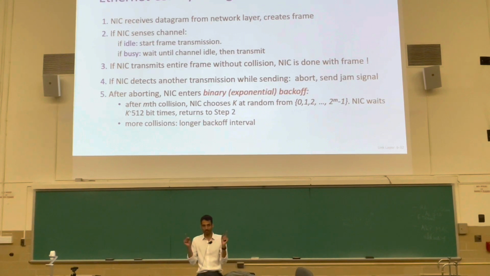It will pick a random value between 0, 1, 2, and 3, and then wait for that many 512 bit times. I'll explain what 512 bit times means in a second. If there's a third consecutive collision, it will pick a number between 0 to 7. Fourth consecutive collision, 0 to 15, and so on.